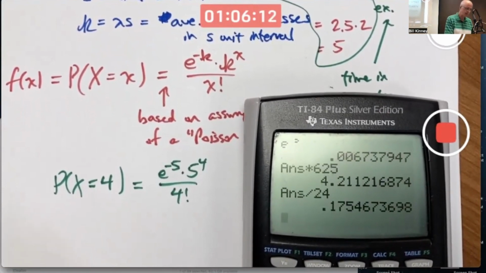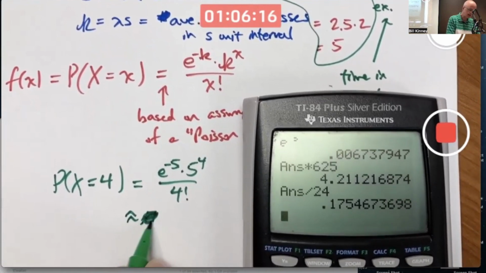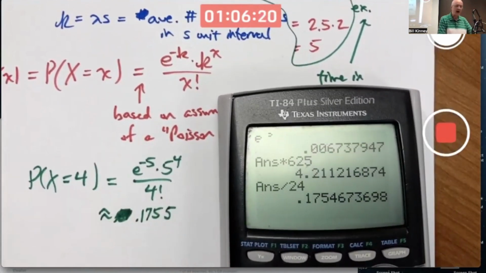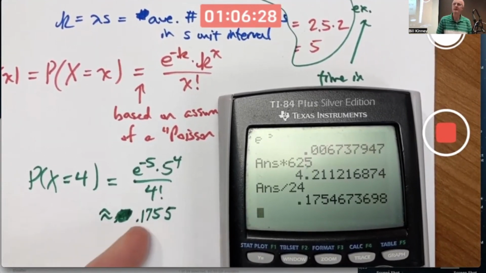There's my approximate probability that if on average I make 5 free throws over a 2-minute time period where I keep getting fed the ball as quick as possible, there's my probability of making 4.